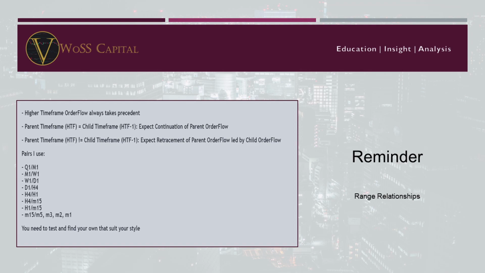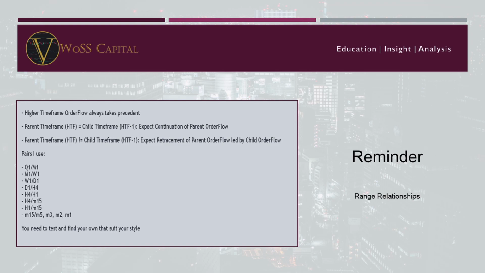Conversely to that, if the parent time frame is not equal to the child time frame in terms of the order flow, so if the child time frame breaks against the parent time frame, so we always start from parent, so the parent one is the key, that's the most important one. Higher time frame is always most important. But if the child time frame then breaks against that, we're looking at that higher time frame or parent range being in retracement at that point, and we're looking for points of interest within the range, so internal range liquidity, where that retracement may head back to before continuation of the parent order flow.